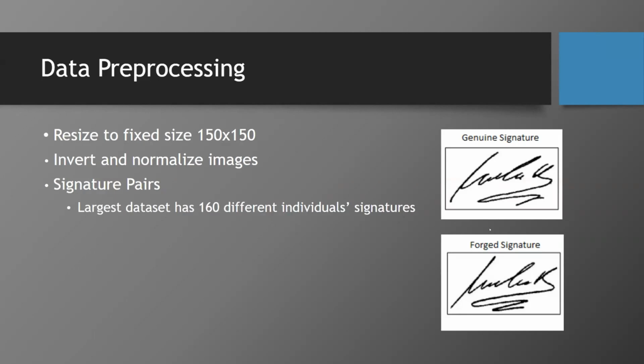A pair would be a genuine and a forged image paired together, and then another pair would be a genuine paired with a genuine. There wouldn't be a forged pair. Our largest data set has 160 different signatures. There'll be multiple of each type, but 160 different people. So that's why our data is constrained. And we went over most of this last time, but we invert and normalize the images because most of the image is white space.